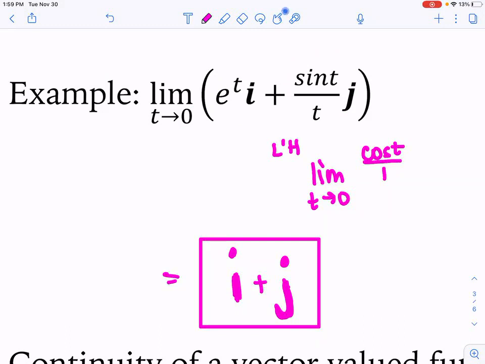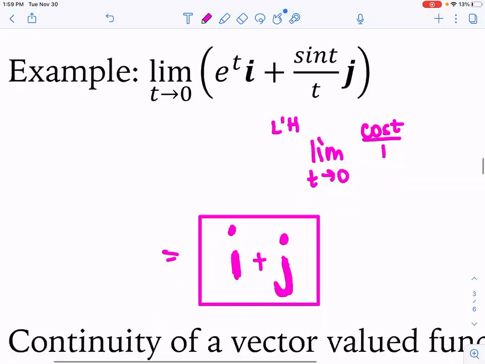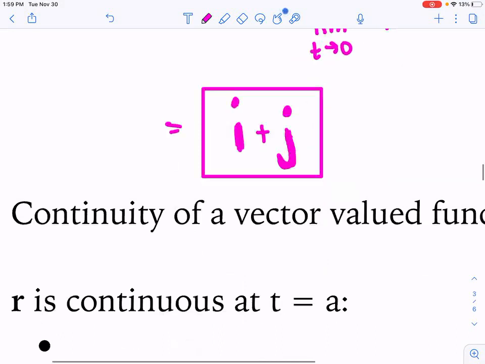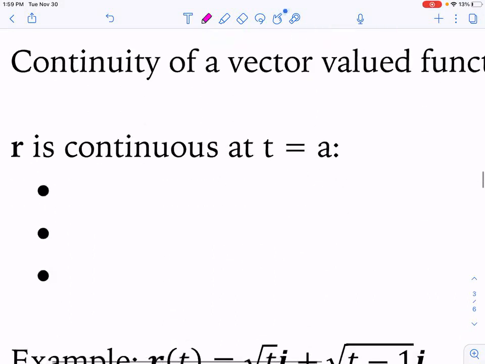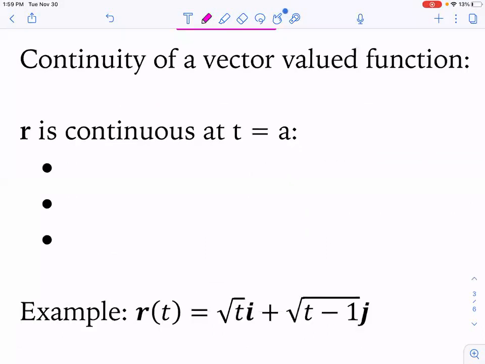I'm trying to make my i's and j's bolded. It's totally fine if you don't. I just want you to understand that that's what I'm doing. Okay. All right, continuity of a vector valued function. I love continuity.